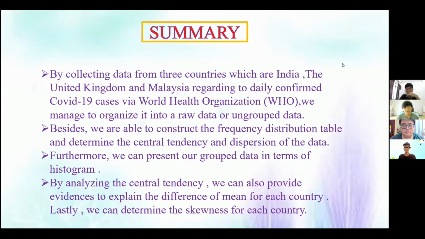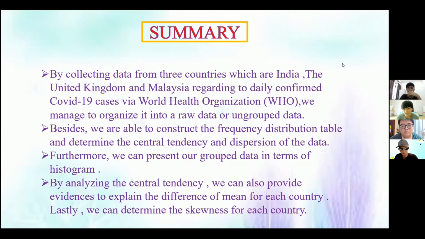As a conclusion, by collecting the data from these 3 countries, which are India, the United Kingdom, and Malaysia, regarding the daily confirmed COVID-19 cases via the World Health Organization's WHO, we managed to organize it into raw data or ungrouped data. Besides, we are also able to construct the frequency distribution table and determine the central tendency and dispersion of the data.